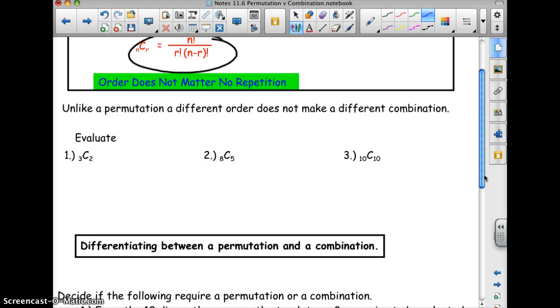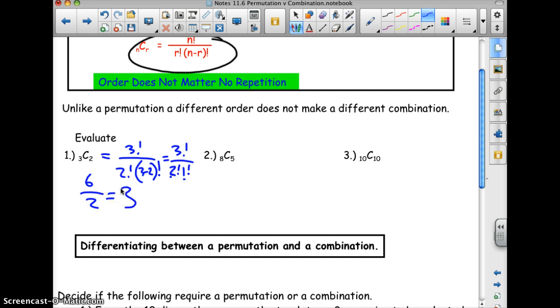Okay, 3C2. Using our formula, you're going to have 3 factorial over 2 factorial times (3 minus 2) factorial, which is going to be 3 factorial over 2 factorial, 1 factorial. These two numbers always have to add up to give me the numerator. So 2 plus 1 adds up to be 3. 2 factorial is 2, 1 factorial is 1, 2 times 1 is 2, 3 factorial is 3 times 2, which is 6, and 6 over 2 is 3.